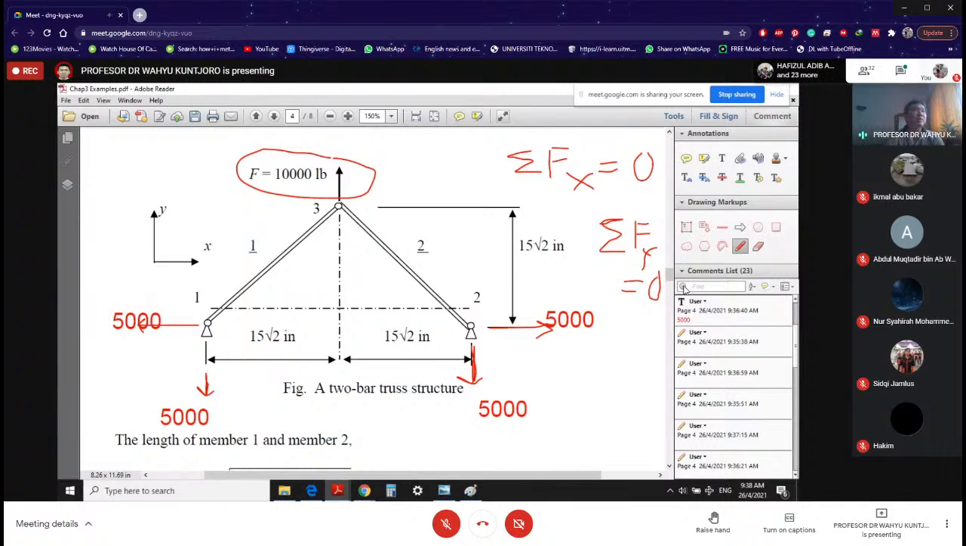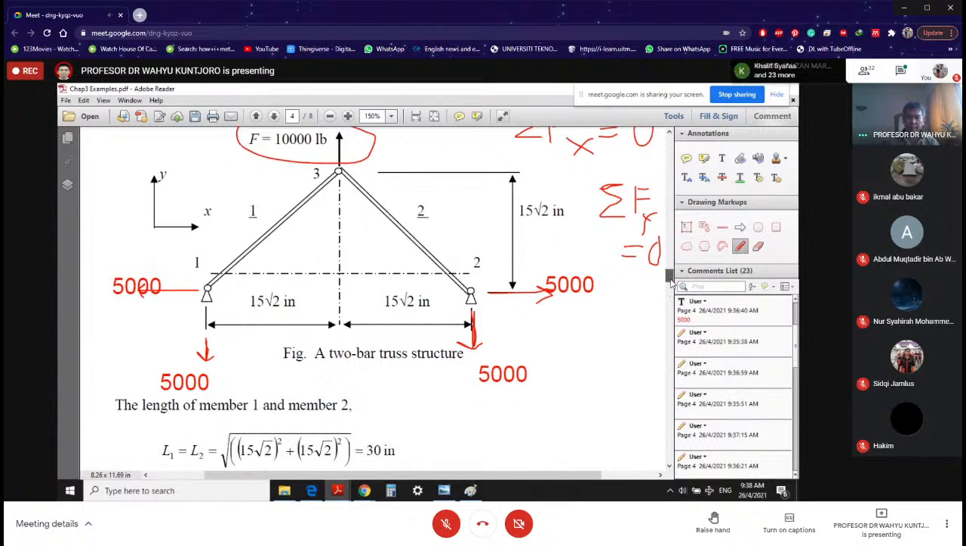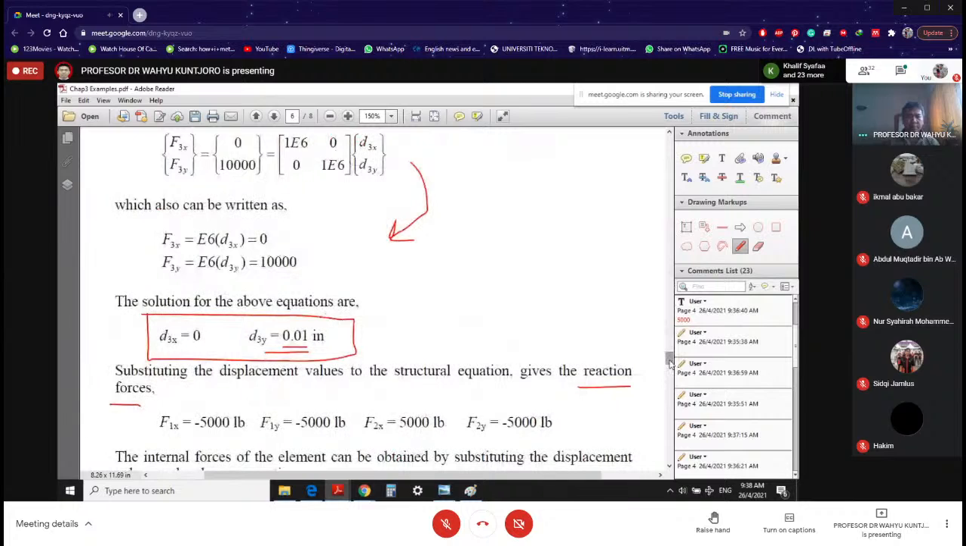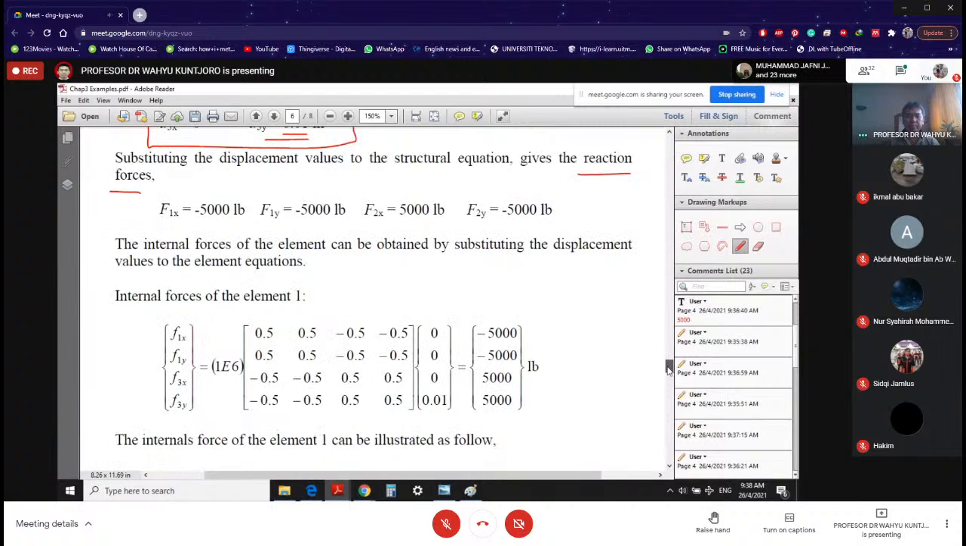So anybody who submits an answer to me where the sigma Fx, sigma Fy external is not 0, then that means, very simple, you don't understand what you are doing, as simple as that. And that is dangerous, because if you make a mistake, then your analysis is going to be dangerous. People might have an accident because of that.